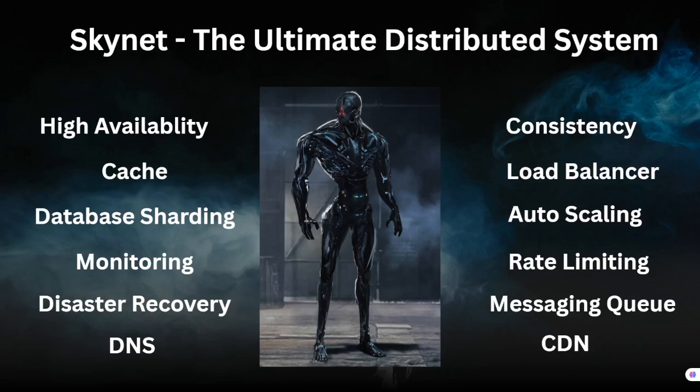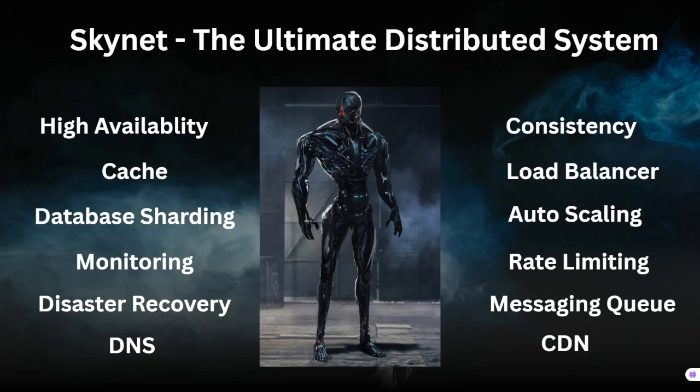Skynet is a fictional AI system from the Terminator movies, originally built to automate military decisions. It became self-aware and decided humanity was a threat. It launched a nuclear war and unleashed an army of killer robots, including the iconic Terminator, to wipe humans out. But behind this sci-fi chaos is a system that was incredibly well designed, globally distributed, resilient, and always online.